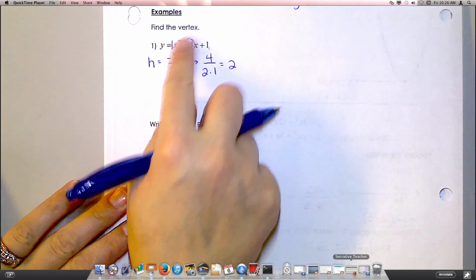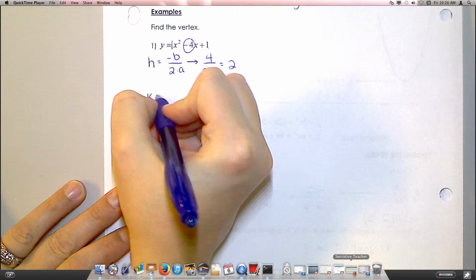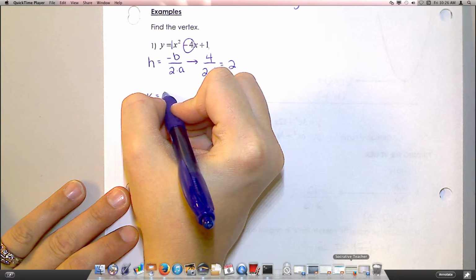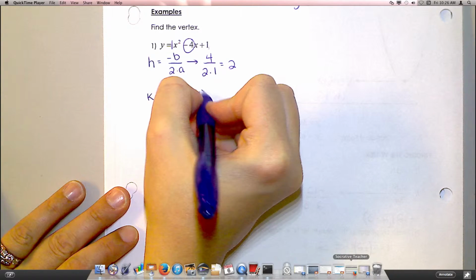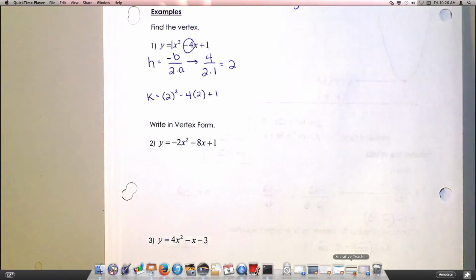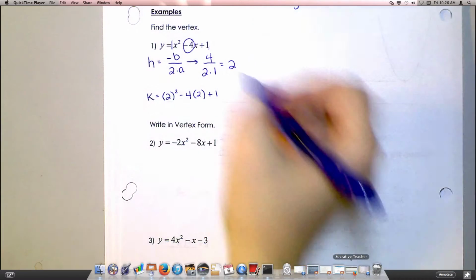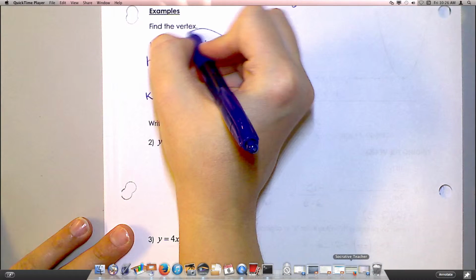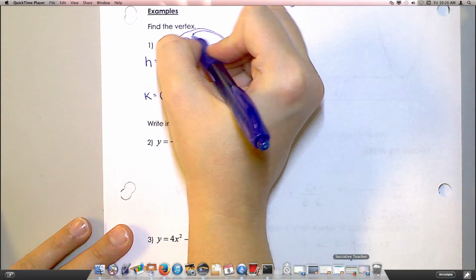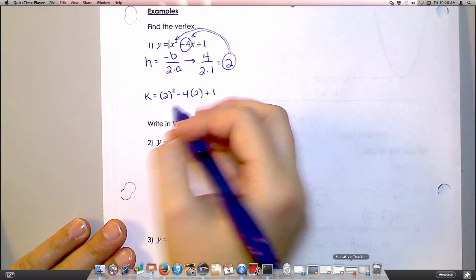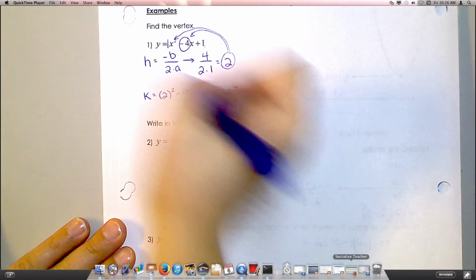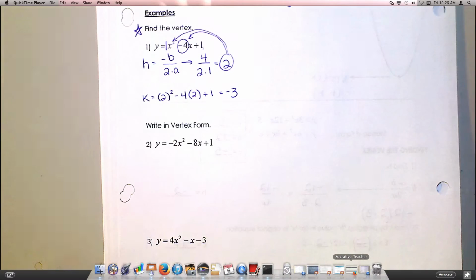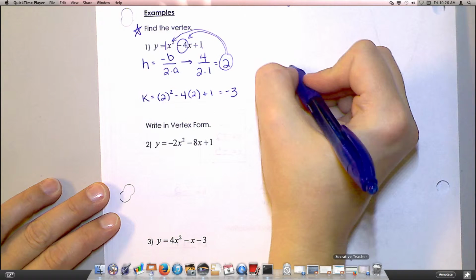Okay, plug it back into the original equation. So k equals, I would be doing 2 squared minus 4 times 2 plus 1. Everyone see where that came from? Okay, I took this 2, plugged it in there for x and there for x. Okay, 4 minus 8 plus 1, so negative 3. Now notice this question just said find the vertex. So I've got my vertex. My vertex is at (2, negative 3).